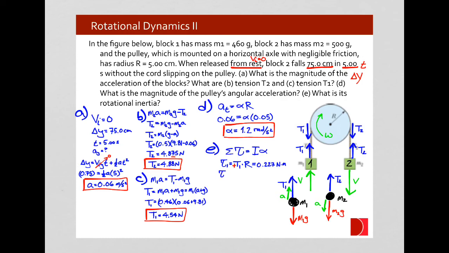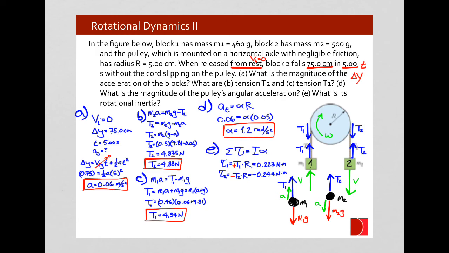There should be a torque from tension 2. Tension 2 is also applied a distance r, the radius r of the pulley away from the axis of rotation, but tension 2 is causing the pulley to rotate clockwise, which is the negative direction. And so that has to be a negative torque. And we see that that torque is .244 Newton meters.